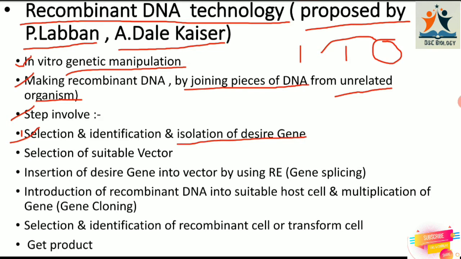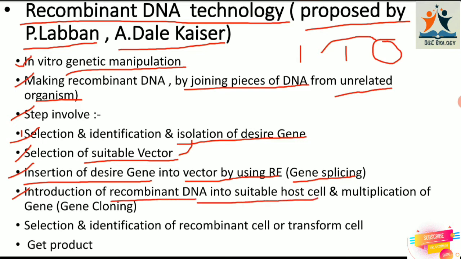Next are the steps involved in recombinant DNA technology. Number one is the selection, identification and isolation of the desired gene. Number two is the selection of a suitable vector. Number three is the insertion of that desired gene into the vector by using a restriction enzyme, that is nothing but gene splicing. Next is the introduction of the recombinant DNA into a suitable host cell and multiplication of the gene, that is nothing but gene cloning. Next is the selection and identification of the recombinant or transformed cell, and getting the product.